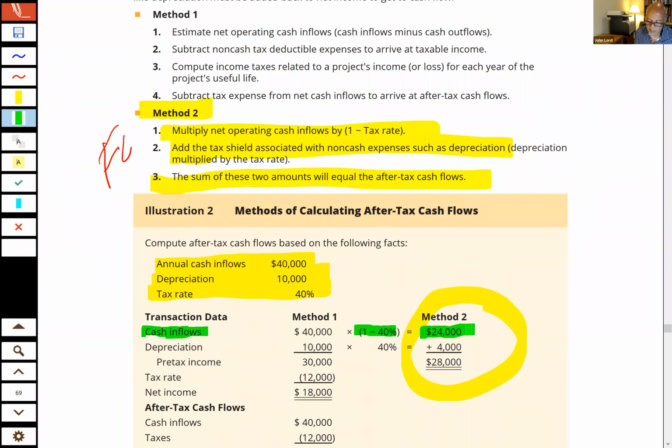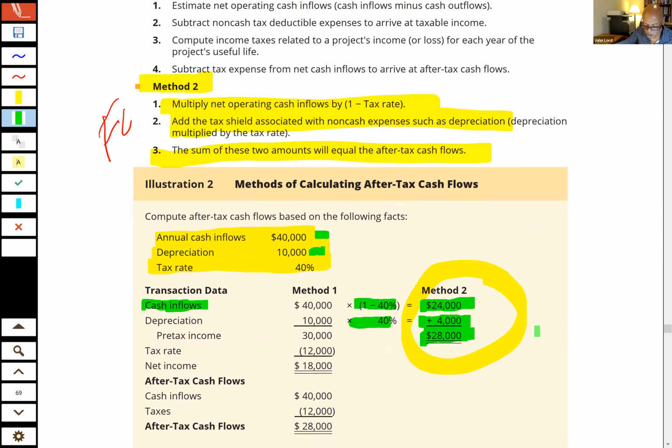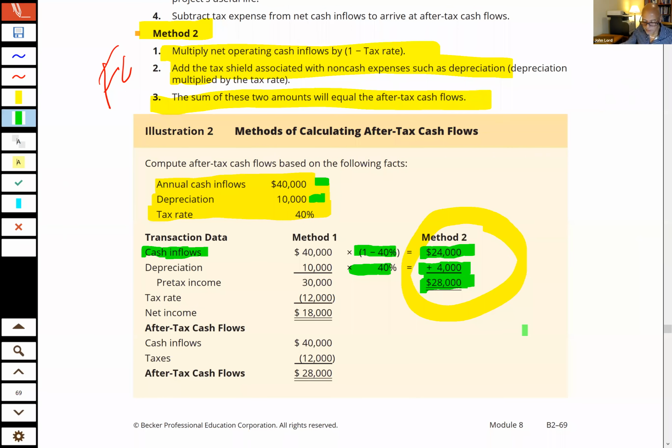So we're going to get to keep what? 60% of it, right? If you got to pay 40% out in tax, you get to keep 60% of it. But we have to consider what? We get to take additional depreciation here of 10,000. Okay, so that means that we get to shield $4,000 of income from tax. And so the after-tax implications of this investment are 28,000.